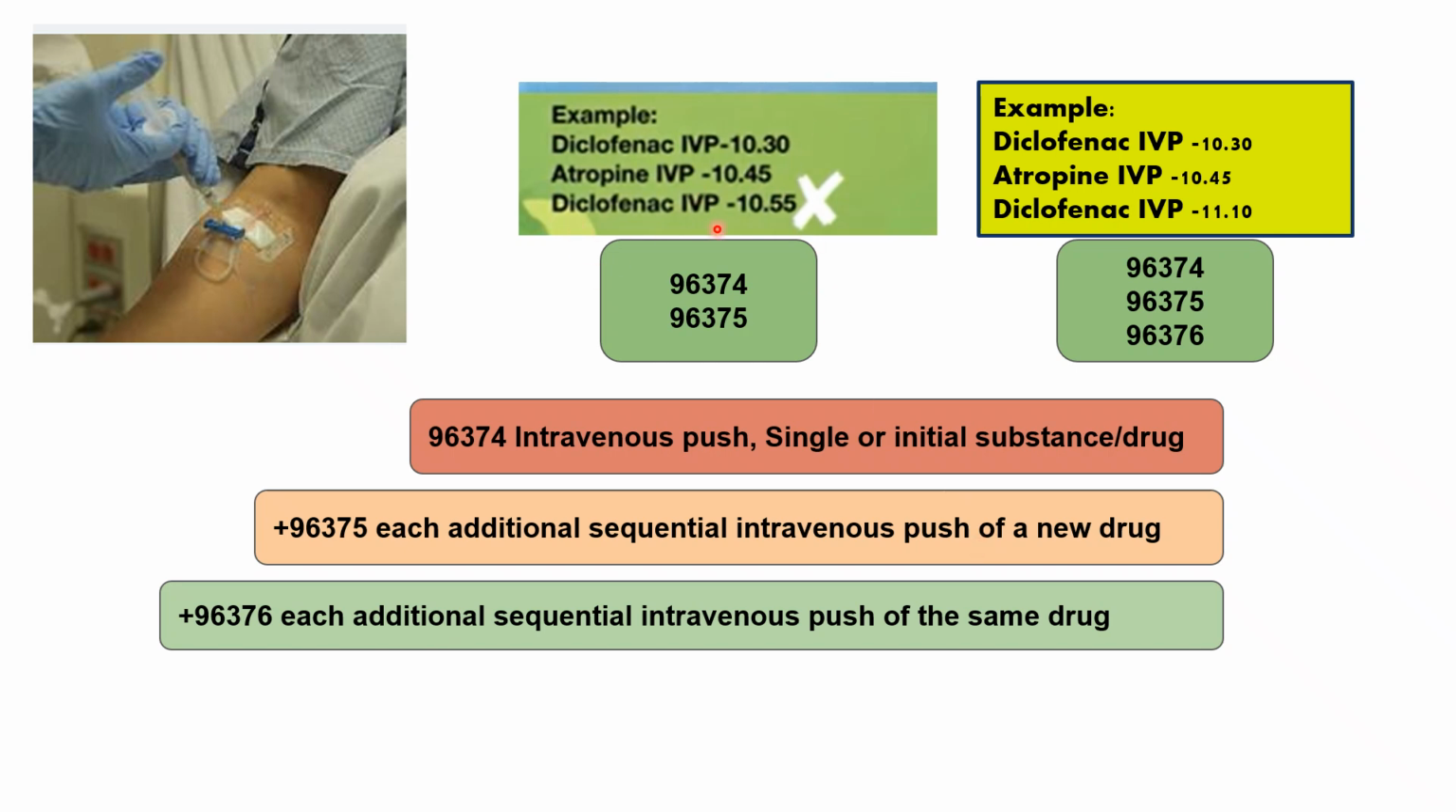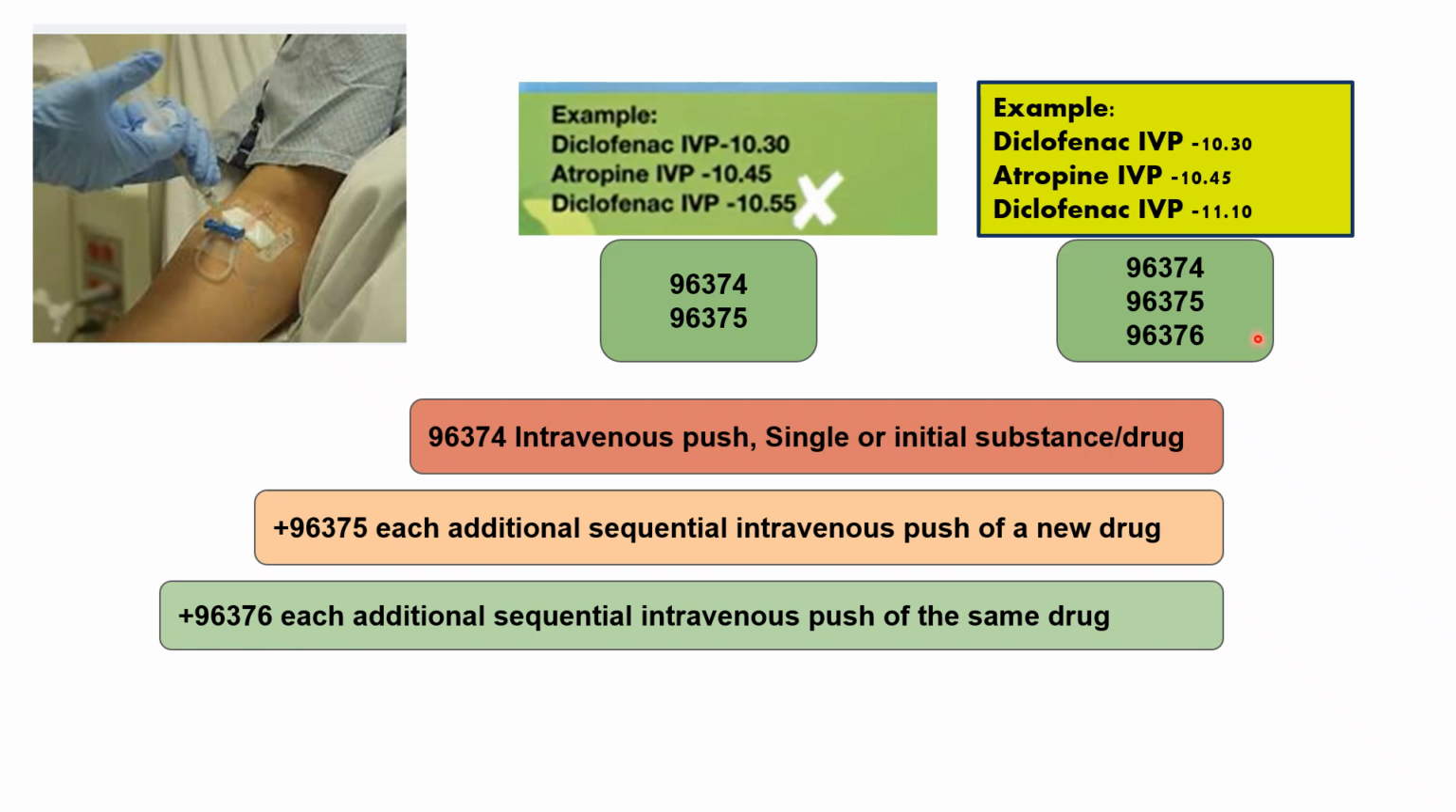Now for the third diclofenac, we will not write a code. Now why don't we write the code? Because there is a guideline that there has to be a difference of half an hour between the two same drugs. So we cannot write it.